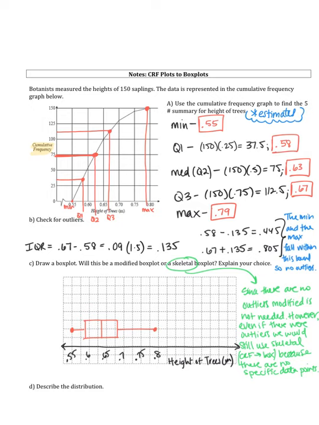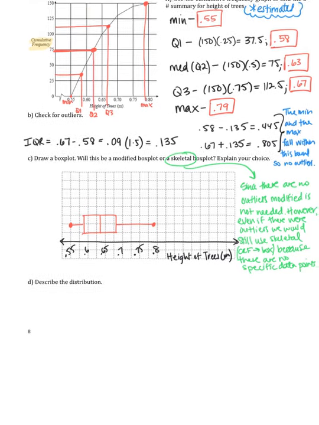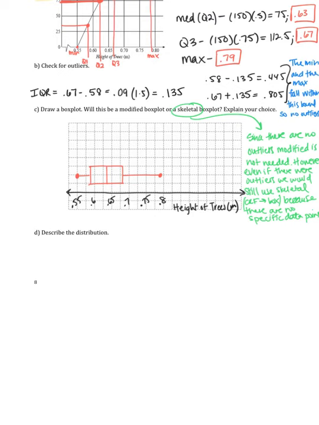And part D is asking me to describe the distribution. And remember, whenever we talk about describe, we're talking about those three things: shape, center, and spread. And they should all kind of flow into each other. So here's what I'm going to say about my box plot. All right, so the distribution is skewed right.